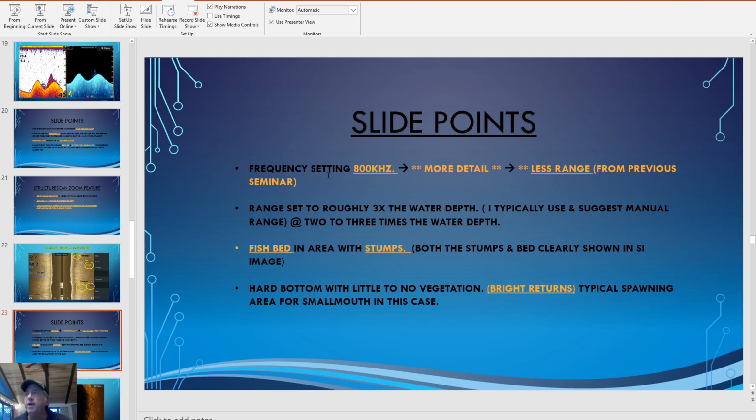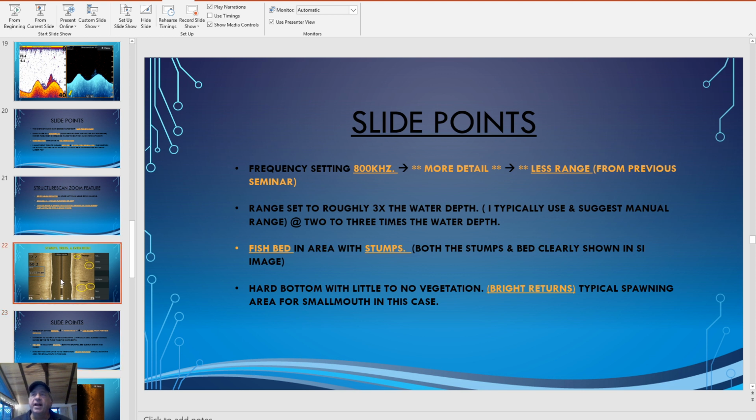All right, slide points. Again, frequency setting on that last one was 800 kilohertz. Remember, that's going to give you more definition, more detail, but less range than if you were to switch over to 455 kilohertz. All right, and I pointed out the fish bed in an area with stumps and hard bottom with little to no vegetation, bright returns, and then I pointed out where it actually got a little bit softer.